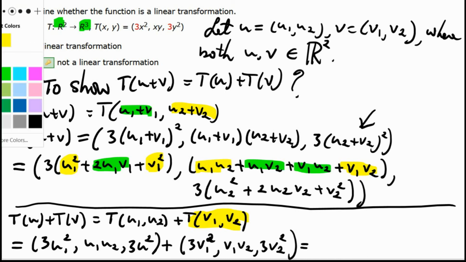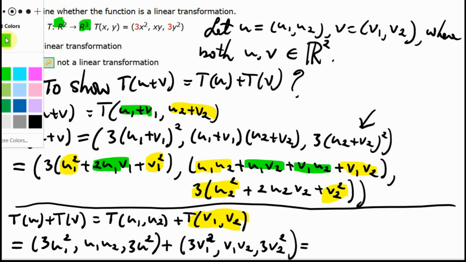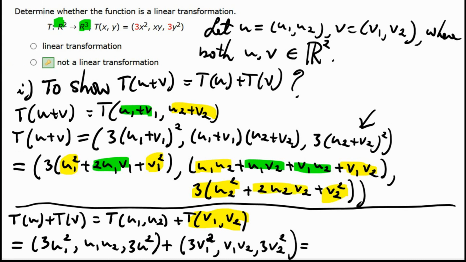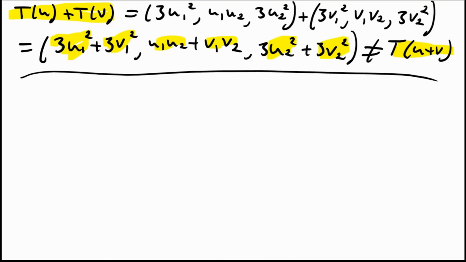And then for the third component, it has this, and then it has this guy times a 3. But it does not have that middle term. Right? So we don't get equality. So that failed.